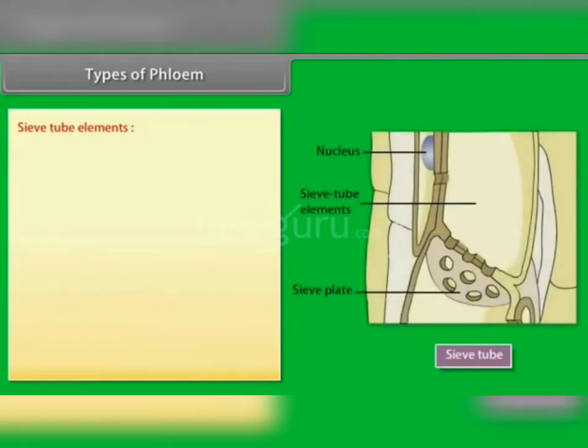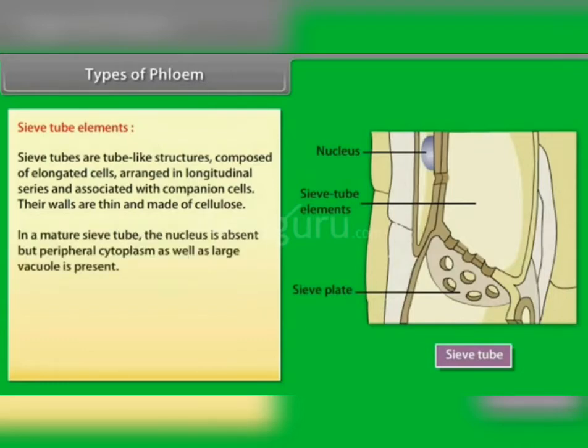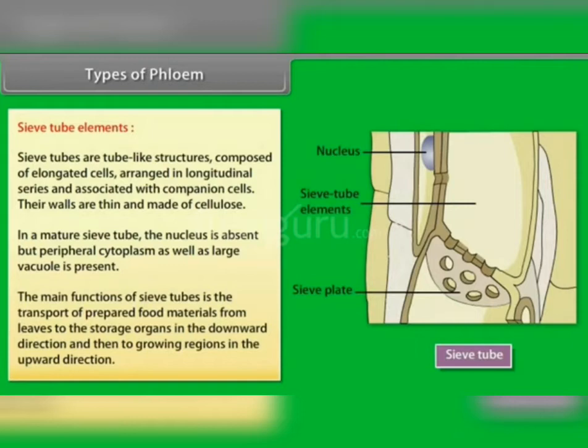Types of phloem. Sieve tube elements. Sieve tubes are tube-like structures composed of elongated cells arranged in longitudinal series and associated with companion cells. Their walls are thin and made of cellulose. In a mature sieve tube, the nucleus is absent, but peripheral cytoplasm as well as large vacuole is present. The main function of sieve tubes is the transport of prepared food materials from leaves to the storage organs in the downward direction and then to growing regions in the upward direction.